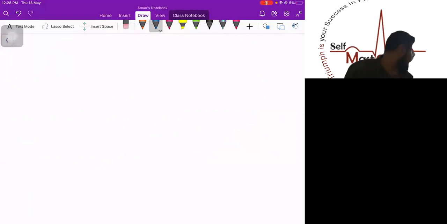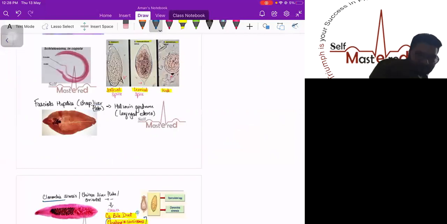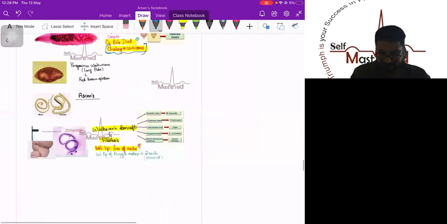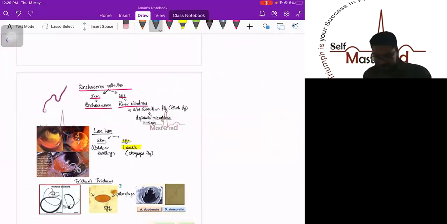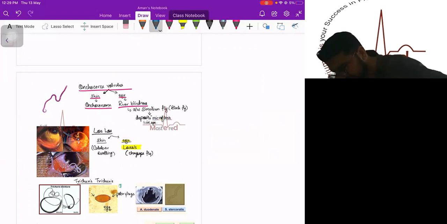So these are some of the important images which I have discussed in this session of microbiology. Like this, we discuss other topics. Let me move on to the further images. We can have Onchocerca volvulus.